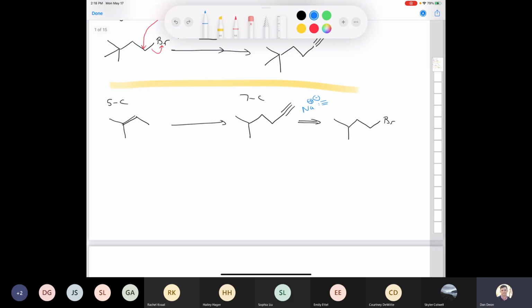Well, if I did an anti-Markovnikov addition of HBr first, HBr and peroxides, I'd end up with this molecule. So this would be 2-bromo-3-methylbutane. And then I can treat that with potassium t-butoxide, so that I end up making the Hofmann alkene.